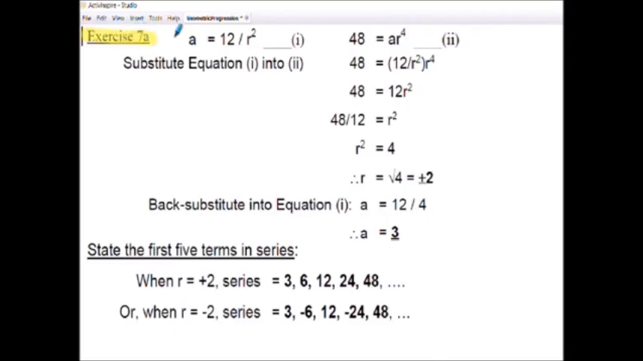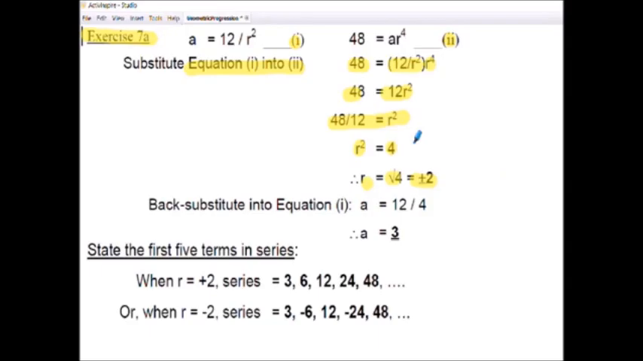Exercise 7a. I just repeated equation 1 and 2 here for convenience. So now if we substitute equation 1 into equation 2, we get 48 is equal to 12 divided by r squared, that's the a value from equation 1, and that's multiplied by the r to the 4. Using my laws of indices, that simplifies to 48 is equal to 12r squared. In other words, r to the 4 divided by r squared gives me r squared. Rearranging the equation, dividing both sides by 12, I get r squared is equal to 4. So r in this case is the square root of 4, plus or minus 2. Don't forget when we take a square root, there are always two answers.